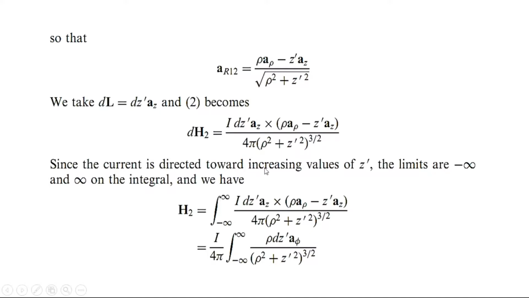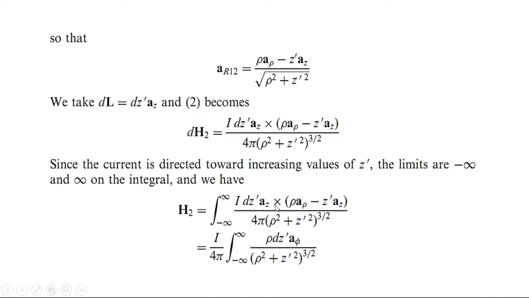Since the current is directed towards increasing values of z', the limits of the integral are from minus infinity to plus infinity, because we have taken an infinitely long filament. If we integrate this equation, we will get the total magnetic field intensity at point 2. So H2 will be equal to the integral from minus infinity to plus infinity of I dz' a_z cross rho arrow minus z' a_z, divided by 4 pi rho squared plus z' squared whole to the power 3 by 2.